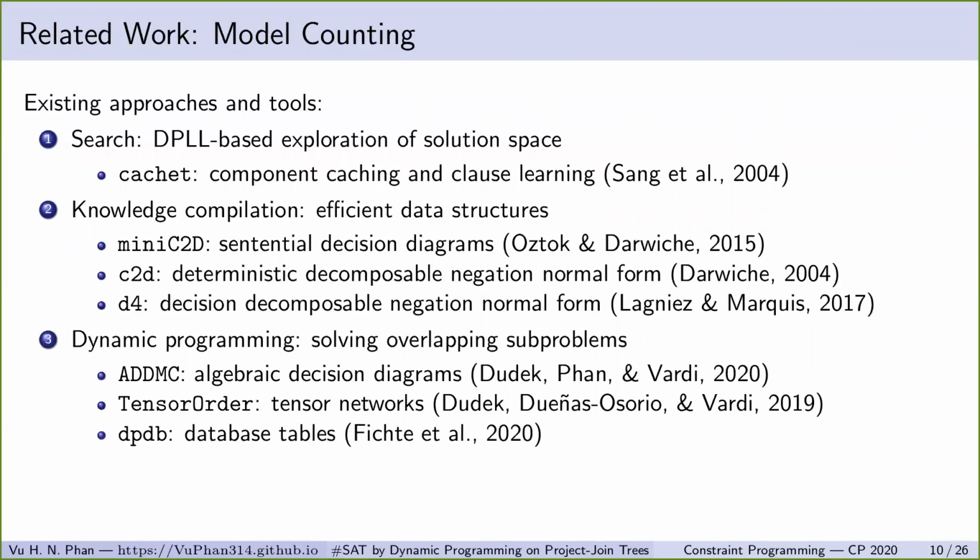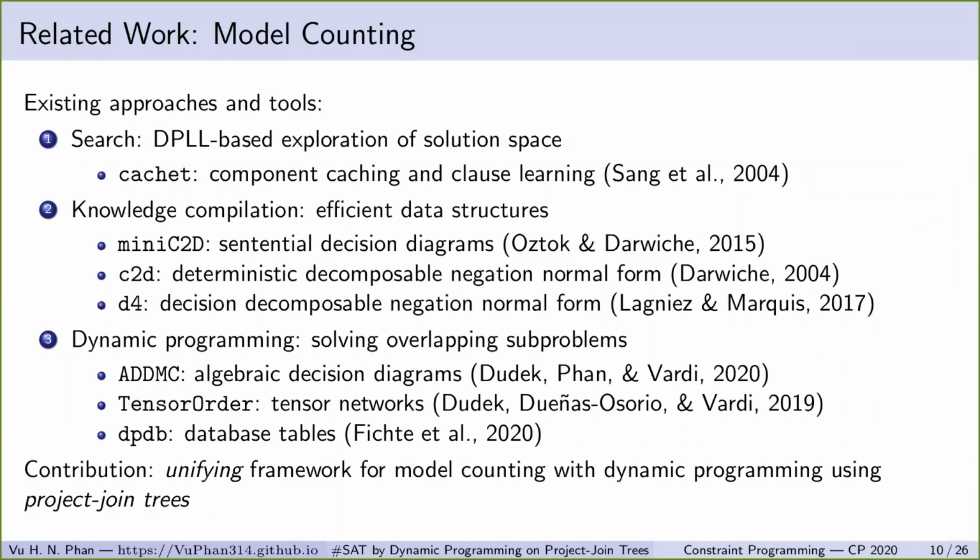A third approach to model counting is dynamic programming, which solves overlapping subproblems. Representatives for this approach are DPMC, TensorOrder, DPDP, and others. One of our contributions is to unify the model counters in the dynamic programming approach. To do that, we introduce ProjectJoin trees.